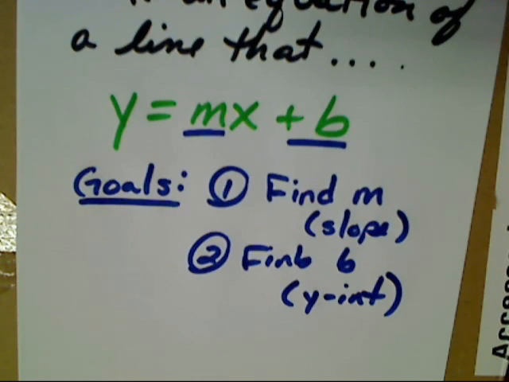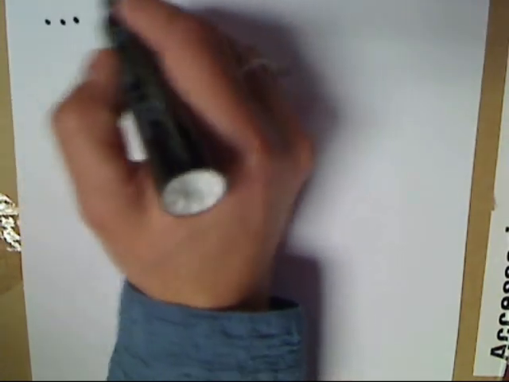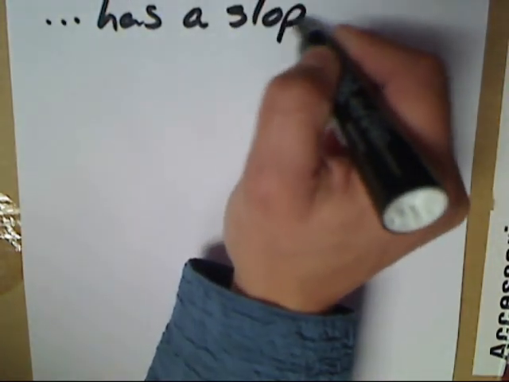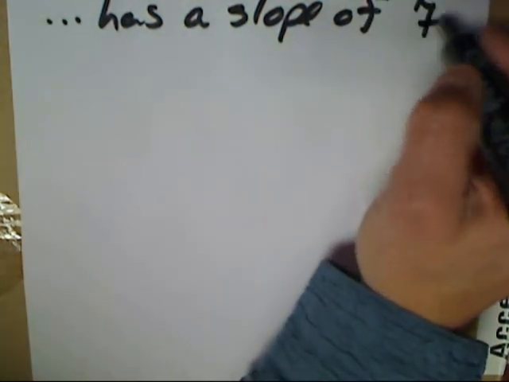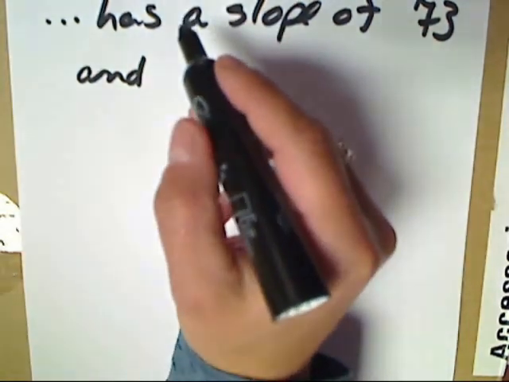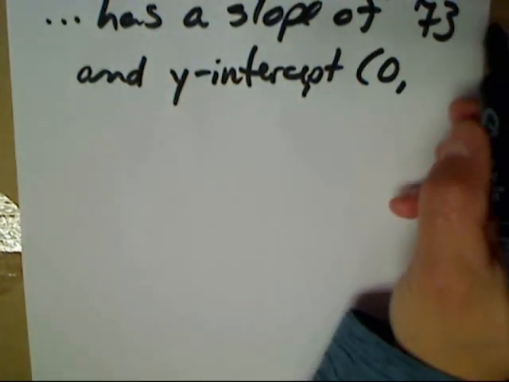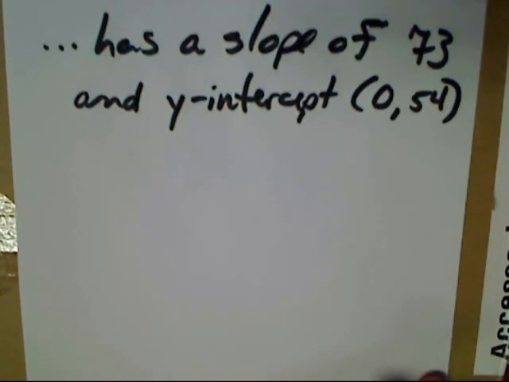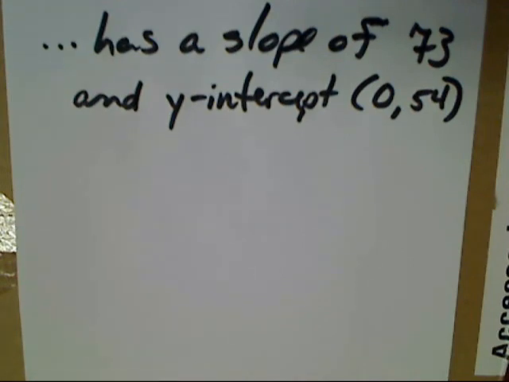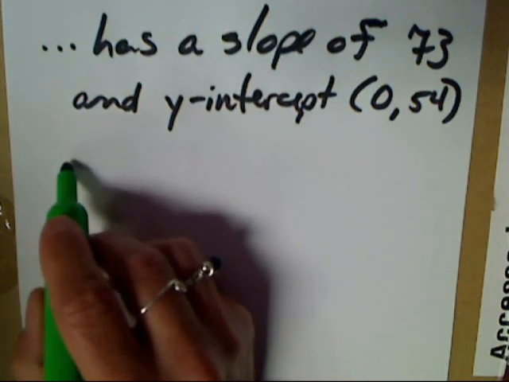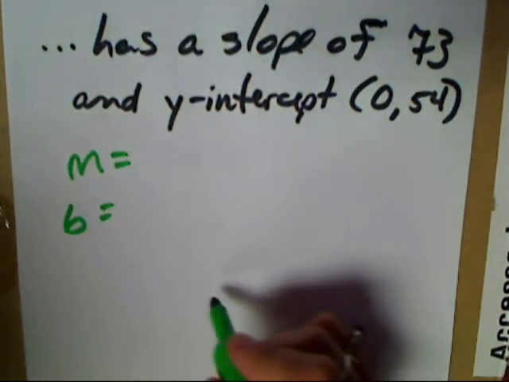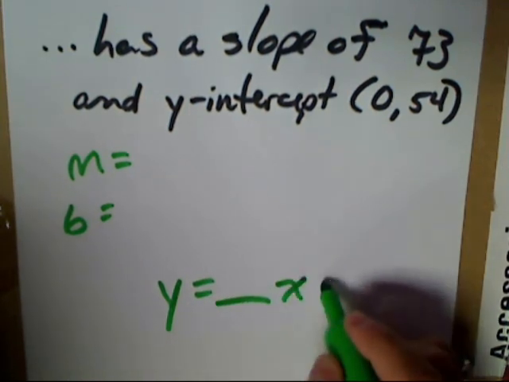These are the three different examples of things that you might have. The first question might say write an equation of a line that has a slope of 73 and a y-intercept at 0.54. Well, this is pretty easy. Why do I say it's pretty easy? They give us all the information. Remember, it said write an equation of a line, so I'm looking for m and b. And then I'm going to plug it into y equals mx plus b.